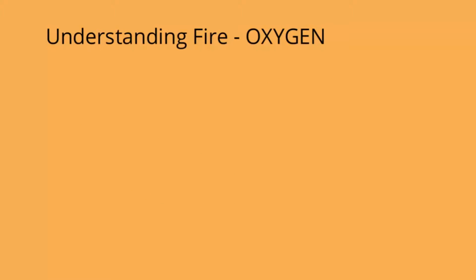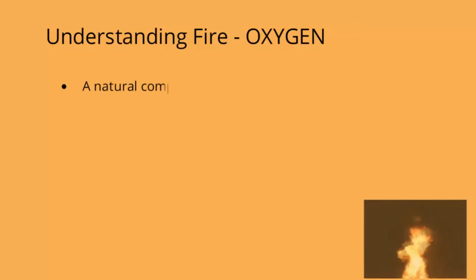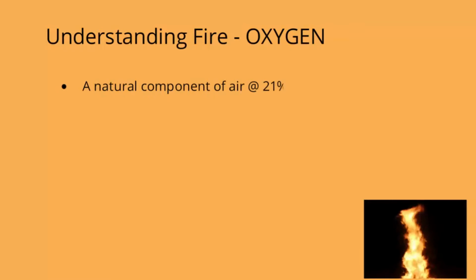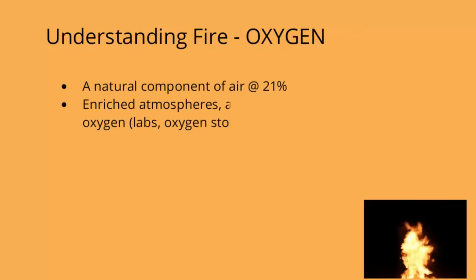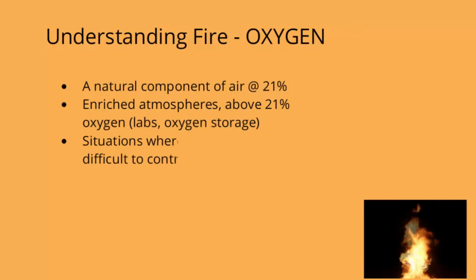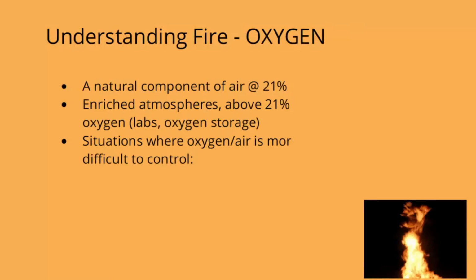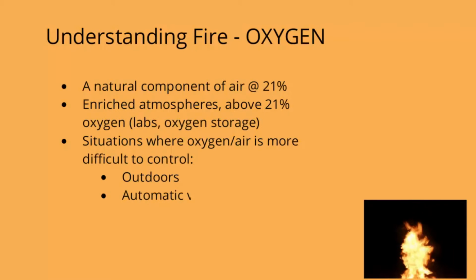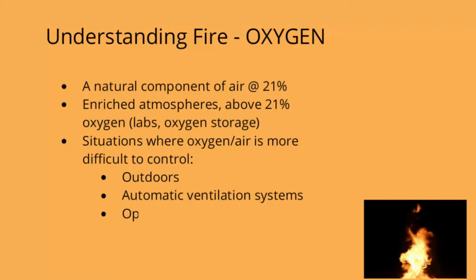Oxygen. Oxygen is a natural component of air at approximately 21%. Enriched atmospheres where you'll find above 21% oxygen include places like labs or oxygen storage areas. Situations where oxygen or air are more difficult to control would be the outdoors, places where there are automatic ventilation systems, open doors or windows.